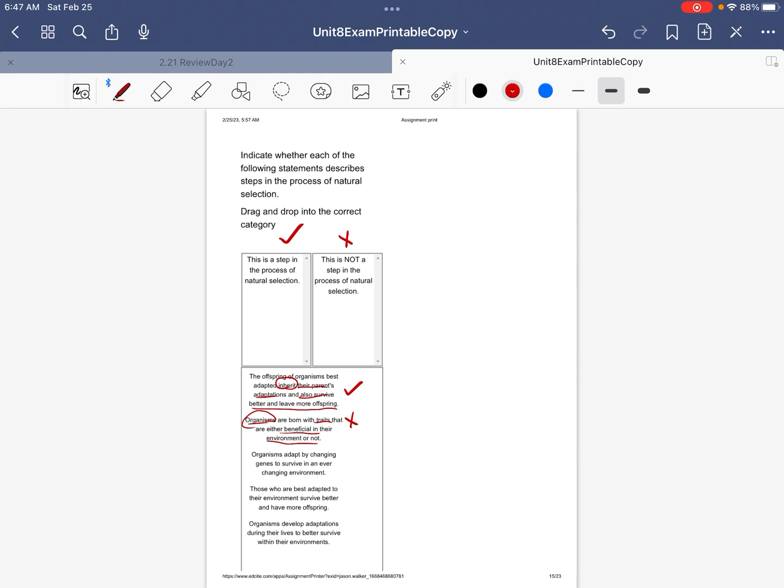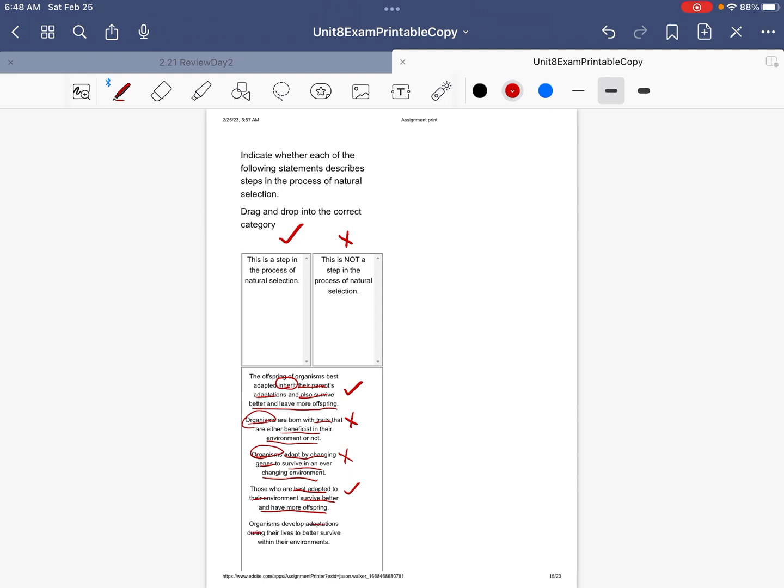And again, that word organism, like it's talking about one singular thing. Organisms adapt by changing genes to survive in the ever-changing environment. So again, the keyword there is just organisms, like one organism or this organism. We're talking about a bigger population. Those who were best adapted to their environment survive better and have more offspring. Yes, this is describing fitness.